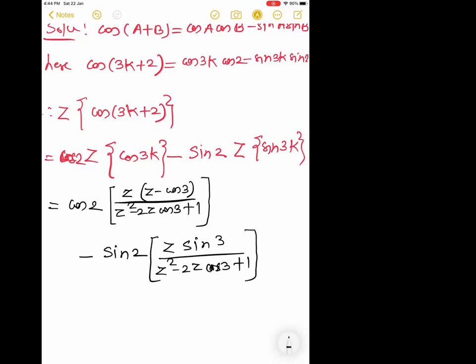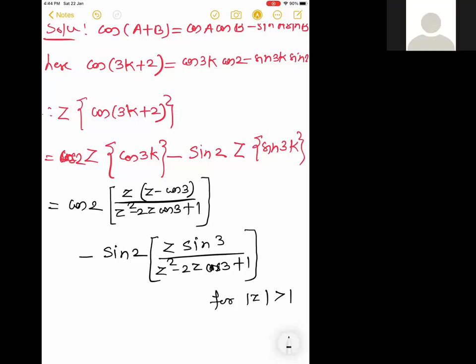Okay. And of course, here the region of convergence remains the same, that is mod z greater than 1. That is the region of convergence. So cos 2 into this form, minus sine 2 into this particular expression. No need to club or simplify once again, it is just required to get the answer in the form of an F(z) term. Okay.